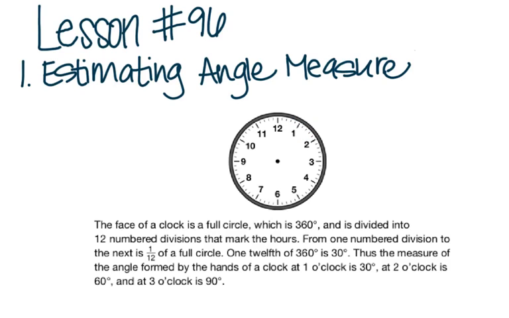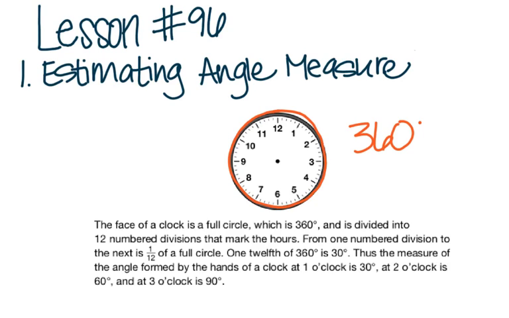To think about our clock, we can think about it as a full circle, and we know that our full circle is 360 degrees, right? When we go all the way around, that's 360 degrees. Well, we also know our clock can be divided into 12 sections, right? We've got 1, 2, 3, 4, 5, 6, 7, 8, 9, 10, 11, 12 sections that mark the hours.